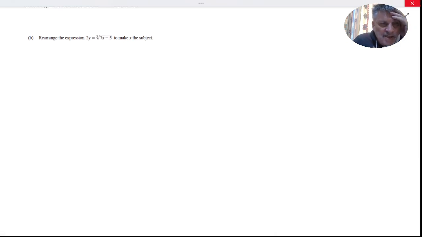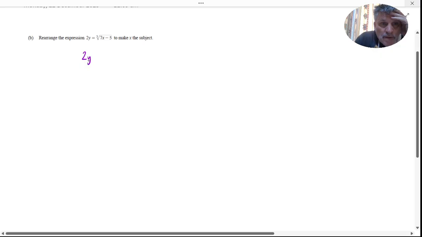Rearrange to make x the subject. So if you cube everything, it gets rid of a cube root. So it's 2y cubed, I prefer my pink pen, 2y all cubed is going to be equal to 7x minus 5.